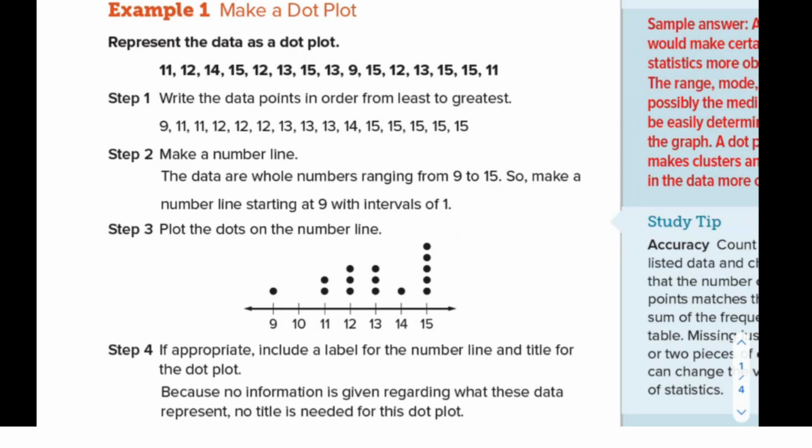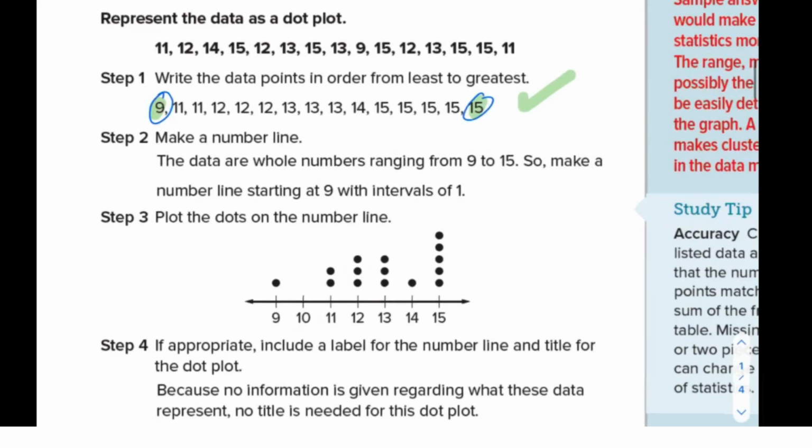As you see, we have here a set of data, and they were not arranged from least to greatest. Step one, arrange them from least to greatest. Even if you have many numbers repeated, we have to include them in this list. Then we realize that the least is 9, the most is 15. So we are going to choose a number line starting from 9, ending at 15.